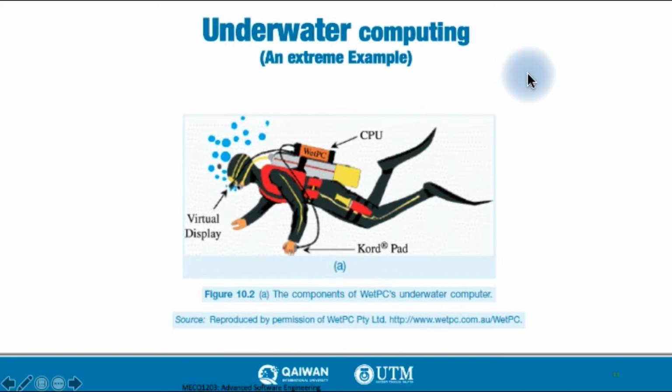This is an example about underwater computing. This person is a diver. For example, he needs a virtual display, a cord, a CPU, oxygen, and a swimming suit. This is an example of the requirements that I need so the person can dive in a good way. Without the virtual display he cannot see inside the sea, or without the oxygen he cannot breathe. So all these requirements are needed so the person can dive in a good way.